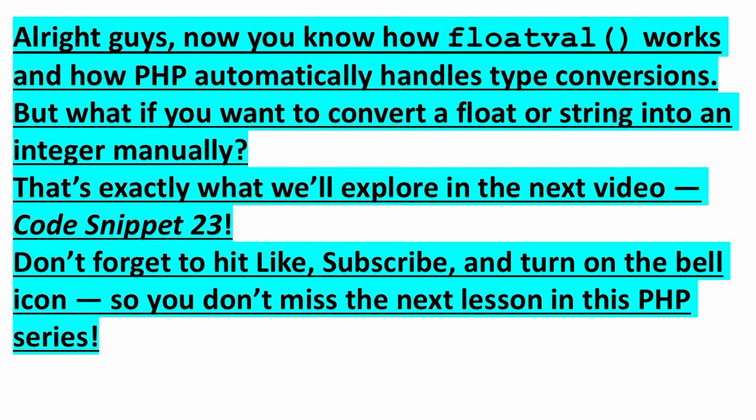All right, guys, now that you understand how the floatval function works and how PHP automatically handles type conversions, let's take it one step further. You've seen how we can easily turn strings into floating point numbers, but what if you want to go in the opposite direction? What if you need to convert a float or even a numeric string into an integer manually? That's exactly what we'll explore in the next lesson, Code Snippet 23, where we'll learn how to cast floating point and string values into integers using different methods, including (int), (integer), and the intval function. It's a simple but very useful concept that helps you manage data more precisely, especially in calculations, database queries, and number-based operations.